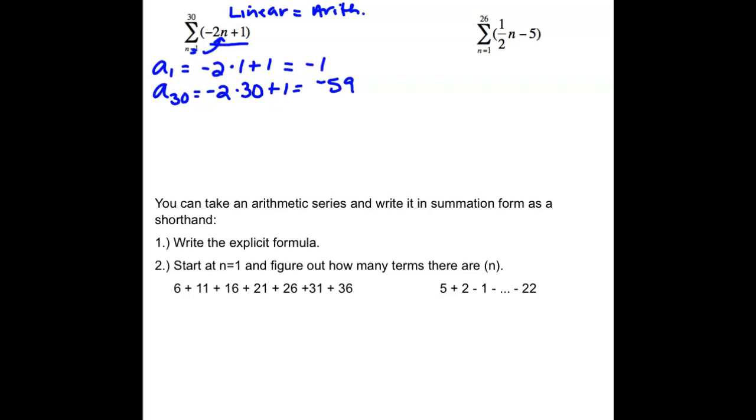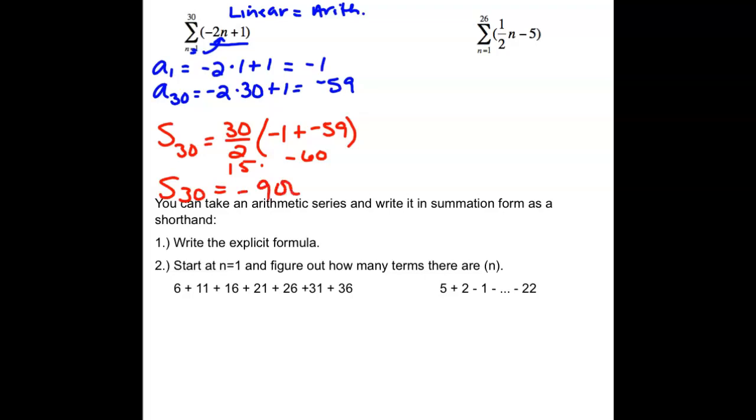All right, adding them up. The sum of those 30 numbers would be 30 divided by 2 times the sum of the first and the last. So negative 1 plus negative 59 is negative 60. 30 divided by 2 is 15. So we're taking 15 times negative 60. Our total would end up being negative 900.